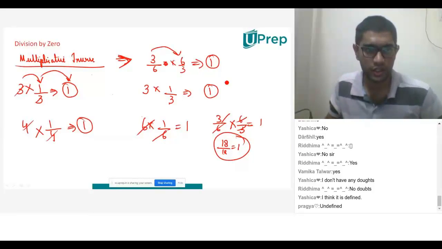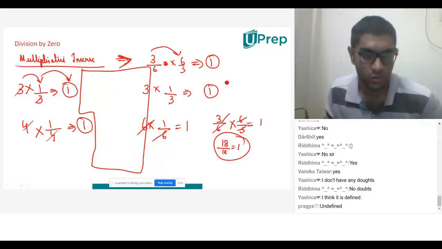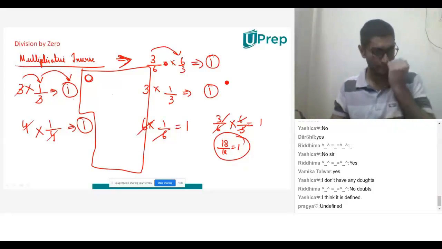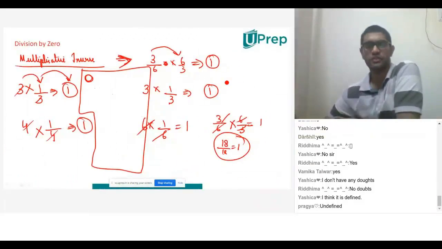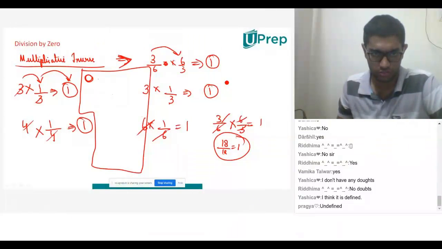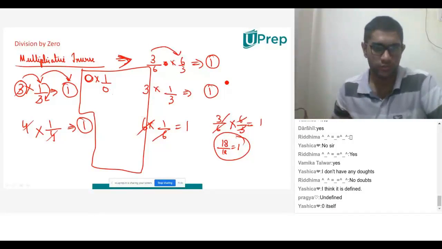Now I have a trick question for you guys. What is the multiplicative inverse of 0? Unmute. Speak. What is the multiplicative inverse of 0? Sir, I think it's 0 only. 0 by 0? What was the multiplicative inverse of 3? What did we do? Reciprocal. 1 by 3, correct? Sir, 1 by 0. Yeah, correct. 1 by 0. Correct? Is 1 by 0 possible?